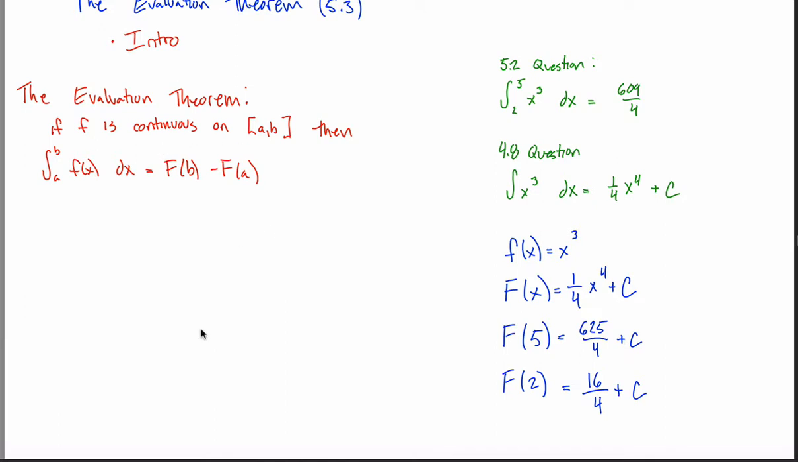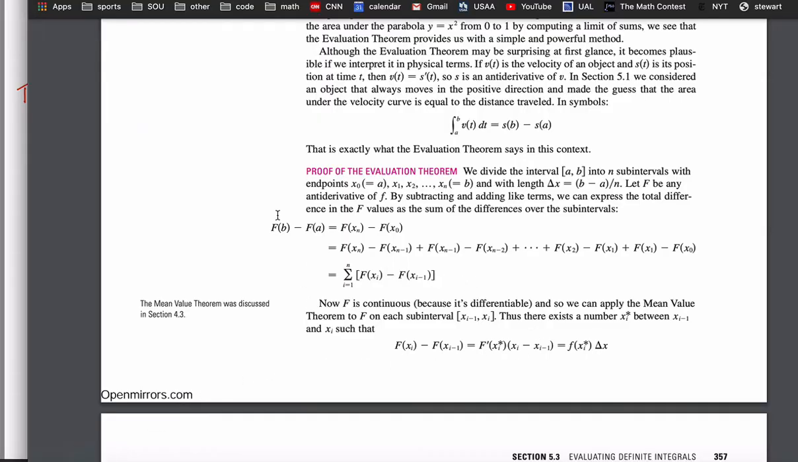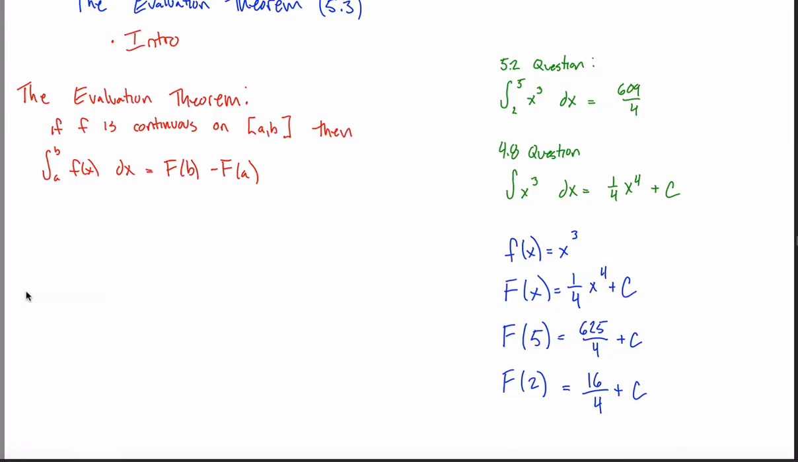Couple comments here. The evaluation theorem is proved in your book. It is pretty amazing that these two things are connected, and there's a proof that they're connected on page 356. It's an interesting proof. It uses these things called telescoping sums. Whatever, I'm not going to bother trying to prove it in this video. I am going to make kind of a rough argument about why they might be connected though.